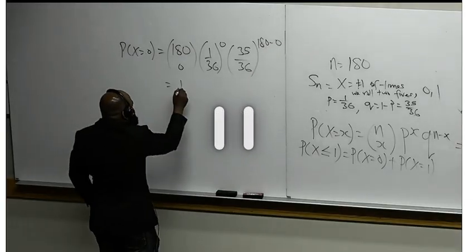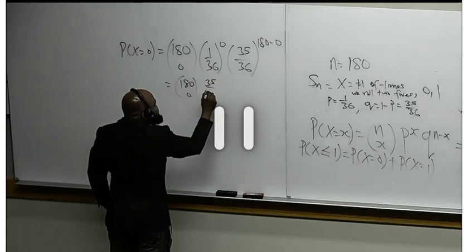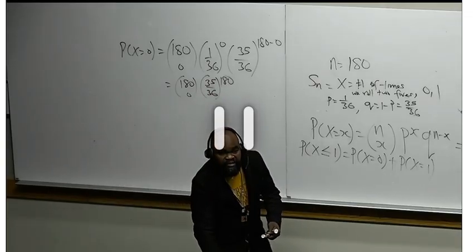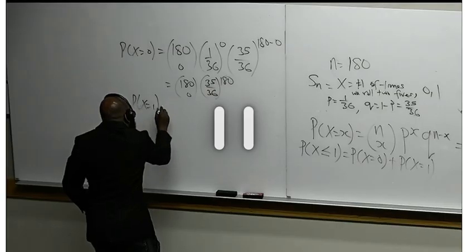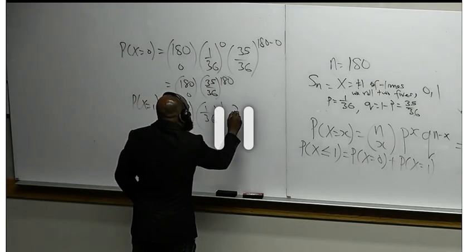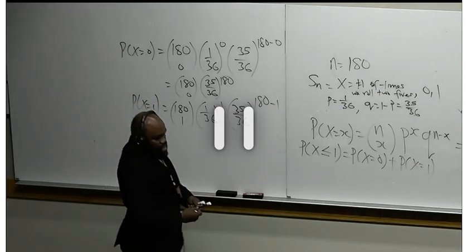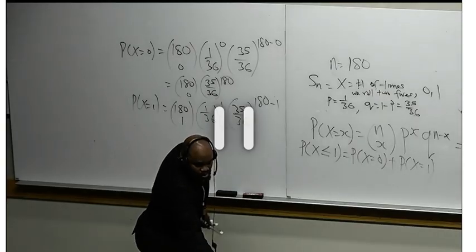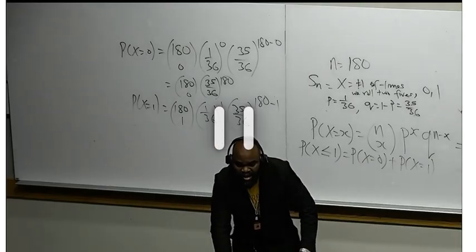Now here, I'm going to have 180 combination 0. Anything raised to power 0 is 1. Then 35 over 36 raised to power 180, and that was why you're seeing this here. Now the second one, I'm also going to do the one for 1. S equal to 1, so 180 combination 1, 1 over 36 to the power 1, 35 over 36 raised to power 180 minus 1. Take a look at that: 180 combination 1, 1 over 36, and 180 minus 1 is that. Now, finally, when I use my calculator or computer, this is what I'm going to get.